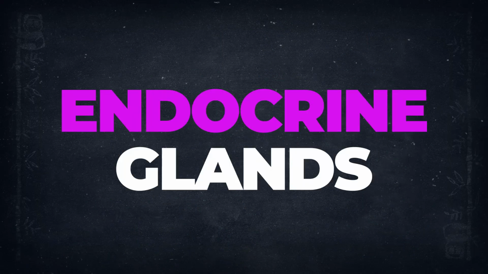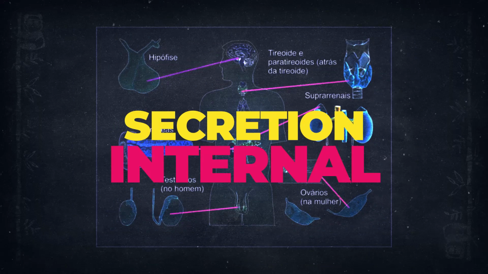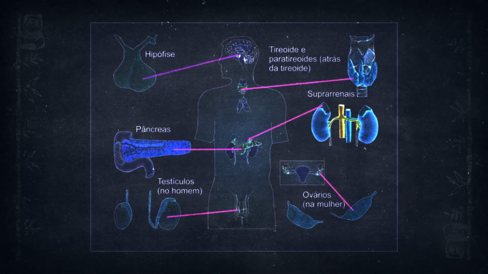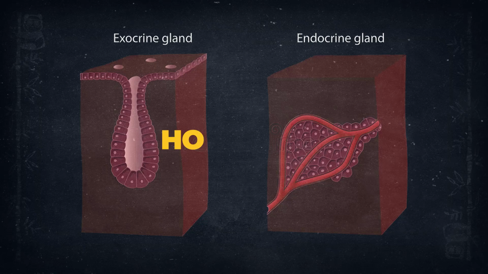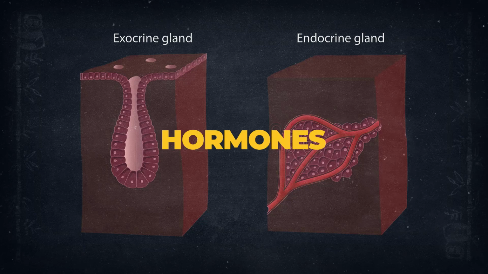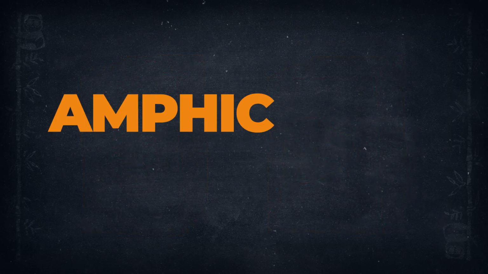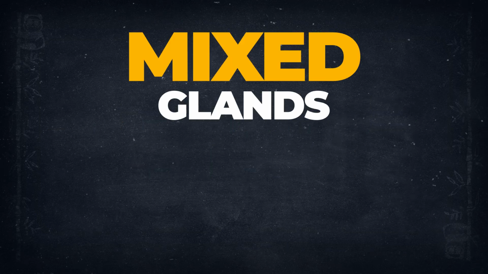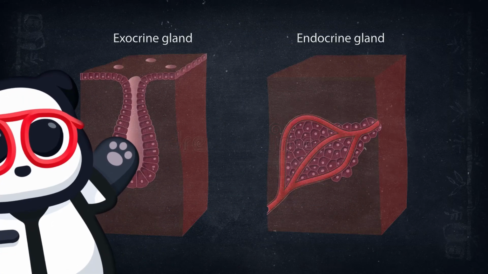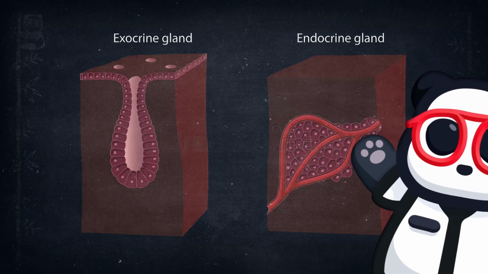In addition, we have endocrine glands, which are those that secrete internally into the body and do not have a secretory duct. They release their products through capillary areas that surround them. These glands are responsible for secreting hormones, for example the pituitary, parathyroid, the thyroid, and the adrenal glands. Or there can also be amphicrine glands, which are called exoendocrine, or mixed glands. For example, the pancreas is a great example, as it contains exocrine glands that secrete pancreatic juice and endocrine glands that release hormones, namely insulin and glucagon.